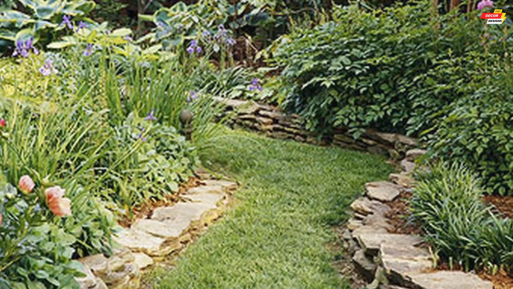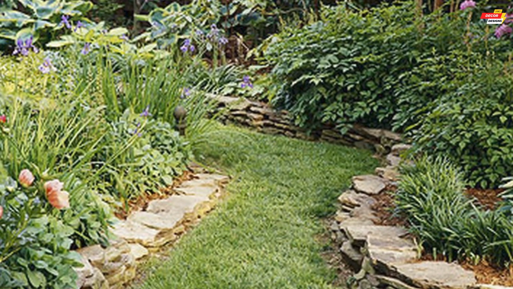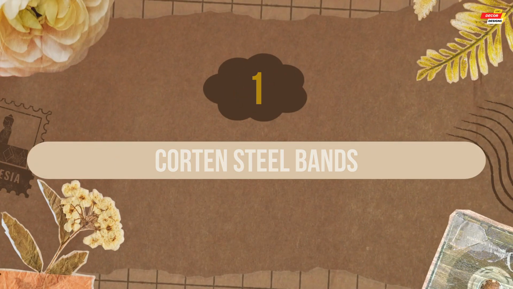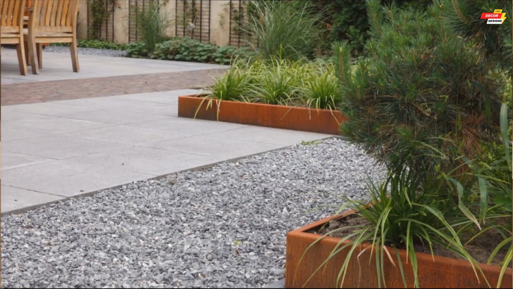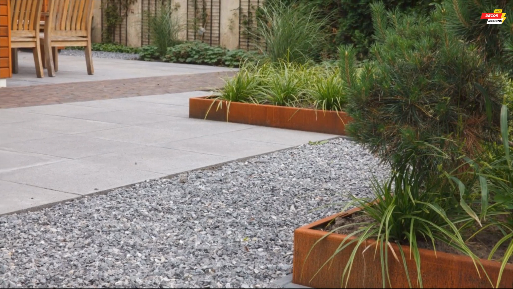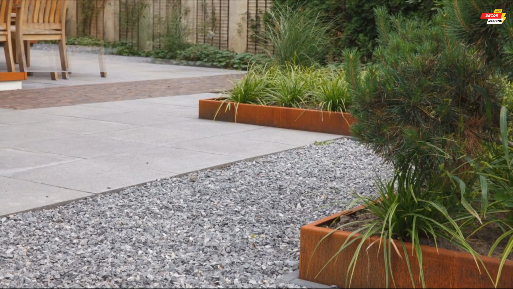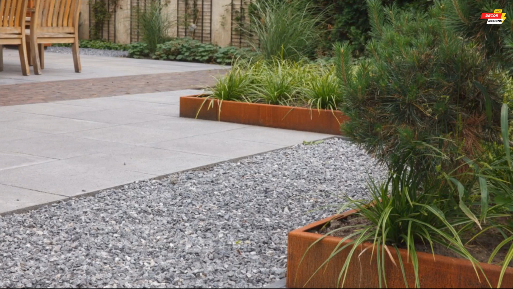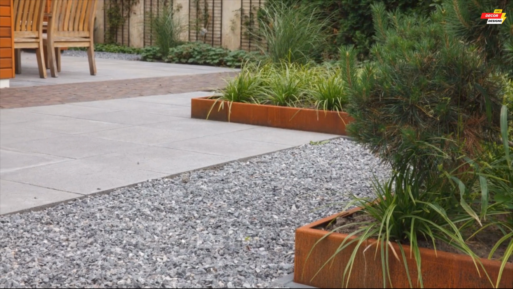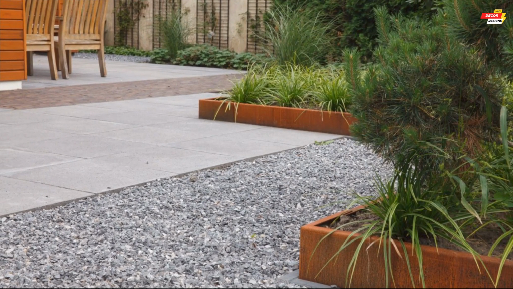And to complete your inspiration, here are 10 compelling modern garden edging design ideas to inspire your next landscaping project. 1. Corten steel bands. Utilizing thin, sharp-edged bands of Corten steel creates a striking and industrial border. The developing rust patina adds a layer of organic texture and visual interest over time, contrasting beautifully with lush greenery.